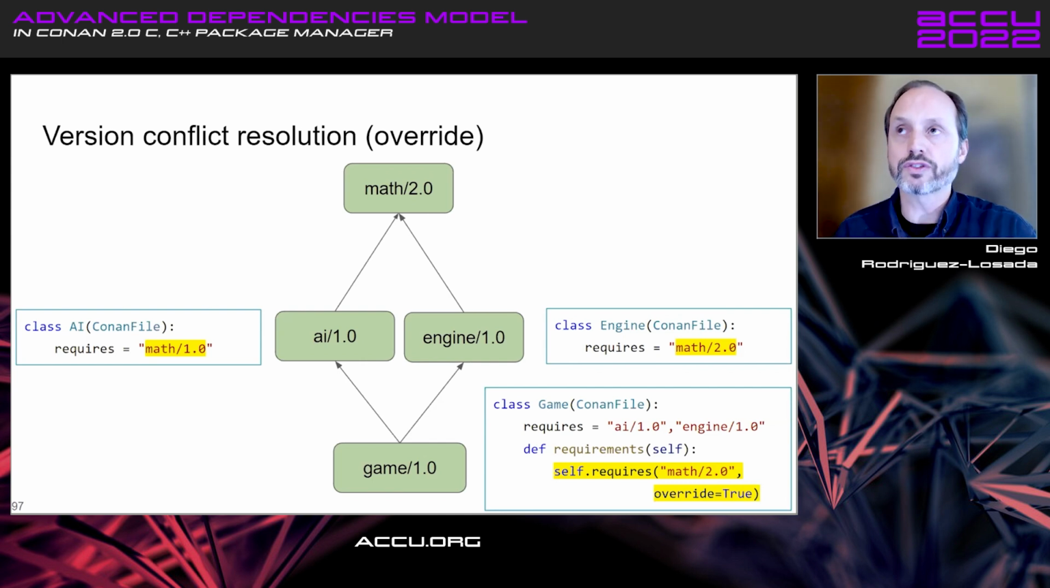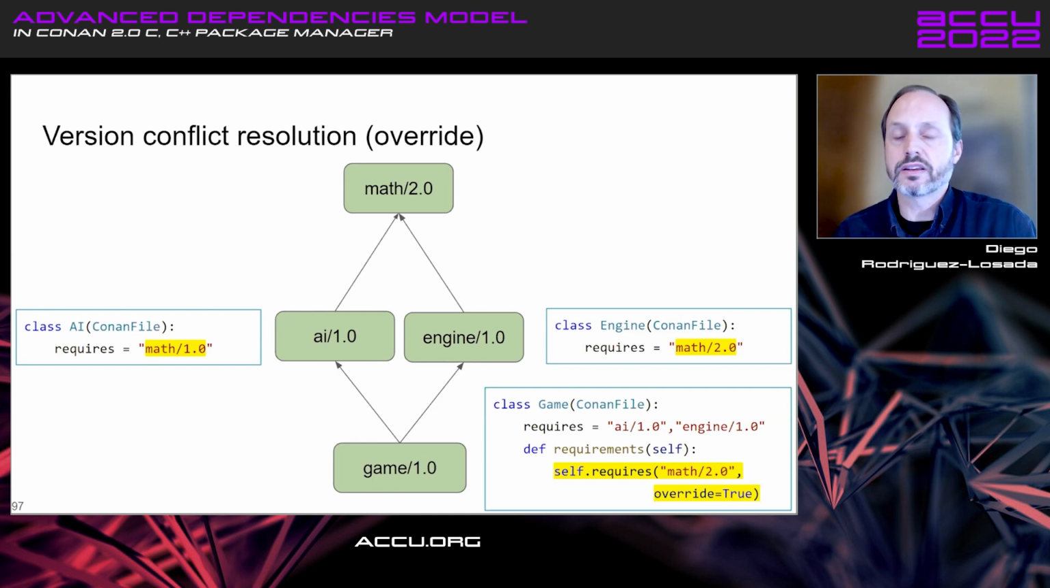So if we want to force this into our dependency graph, now we have two other traits that we can use for this. The first one is override equal true. Override equal true means game doesn't directly depend on math. It will not introduce a direct dependency between game and math. What the override is telling is, if someone upstream depends on math, I want them to depend on math 2.0. So this is basically forcing the AI package that depends on math 1.0 to depend on math 2.0 instead, and closing the graph.